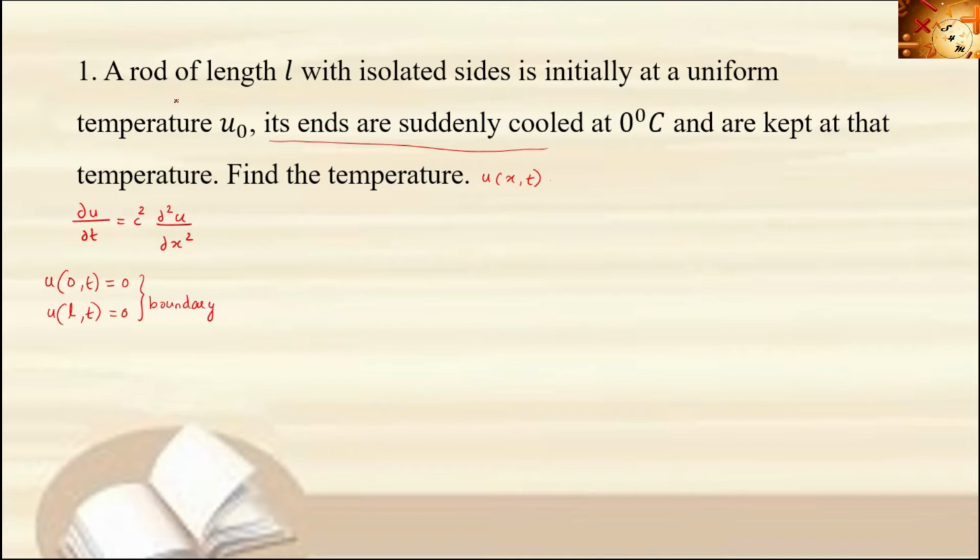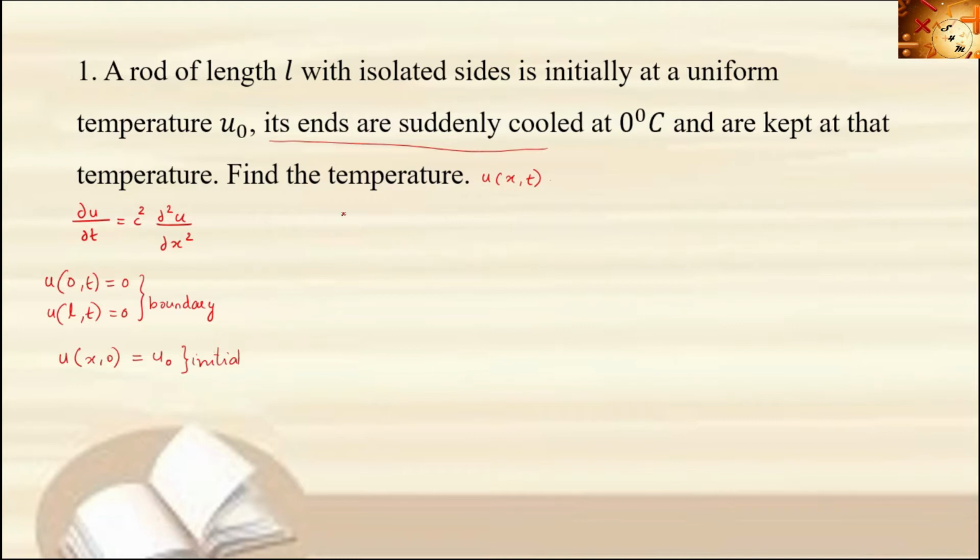Here it is given that a rod of length L with isolated sides is initially at a uniform temperature U0, which means u(x,0) is equal to U0. So this is the initial condition. So we have a heat equation with two boundary conditions and one initial condition. We want to find the value of u(x,t).